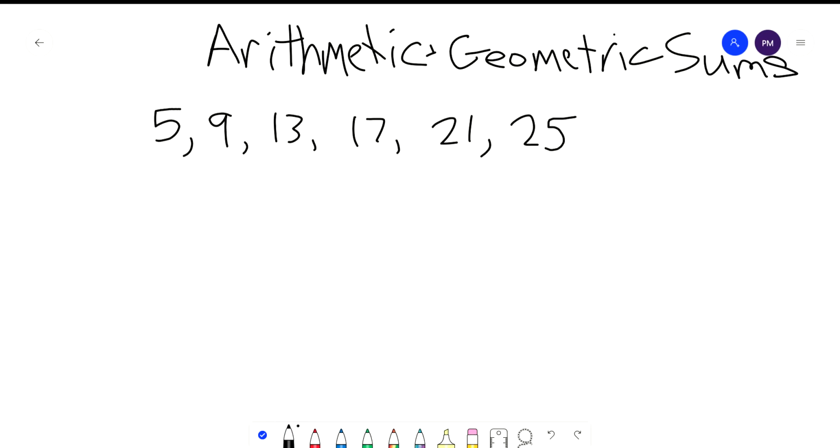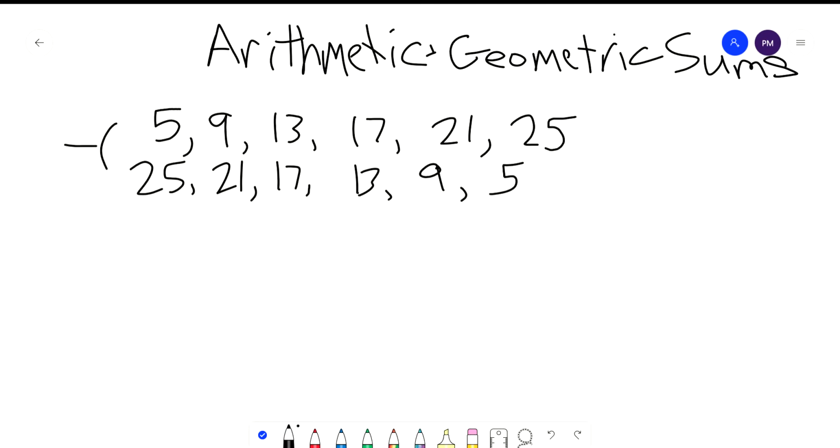So let's take the sum of this arithmetic sum. First, let's flip the terms of the sequence and write it underneath it. So we have 25, 21, 17, 13, 9, and 5. And we know that these two have the same sum because we're just flipping the terms.